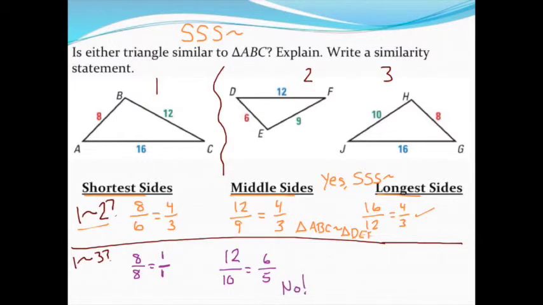If I wanted to finish this one, I can. The longest side of triangle 1 is 16. The longest side of triangle 3 is also 16. And so that does simplify to 1/1. But two of the same ratios isn't enough. I need all three to be the same. And so no, triangle 1 and triangle 3 are not similar to each other.